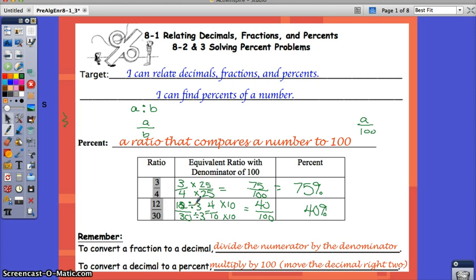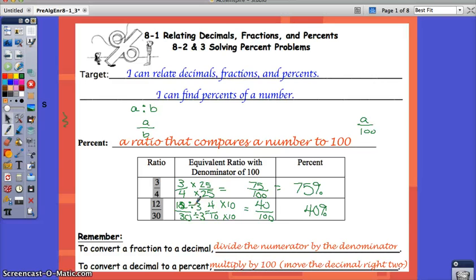To convert a fraction to a decimal, divide the numerator by the denominator. Make sure you write that down. Just do the long division. And then when you're done, convert the decimal answer that you have to a percent by multiplying by 100. And multiplying by 100 is the same thing as just moving the decimal 2 places to the right, making that number a little bit larger.